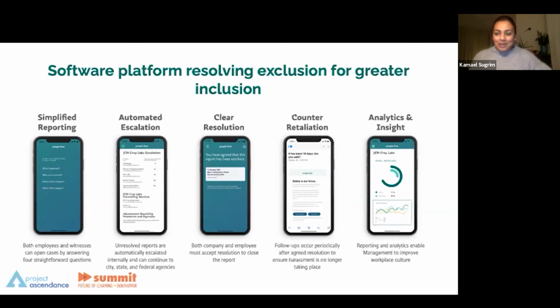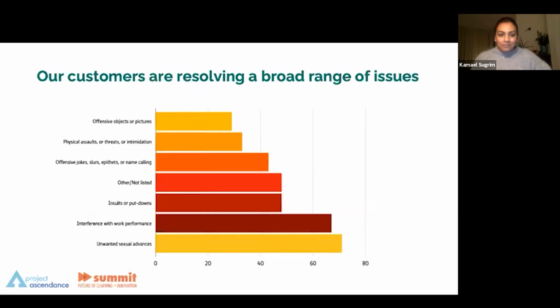So let me tell you a little bit about what's been happening with the platform. People First has been around for a little over a year. We have about 70 customers and 5,000 users on the platform. And this is what's been happening with our solution. People are reporting on a broad range of issues: unwanted sexual advances, interference with work performance, insults or put downs, offensive jokes, physical assault or intimidation, and even offensive objects or pictures.